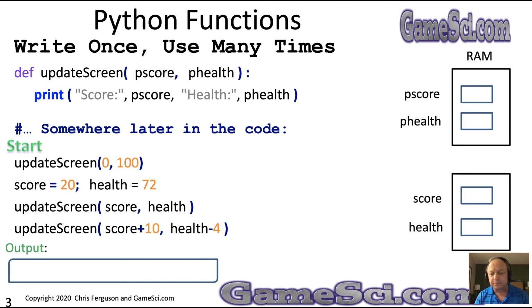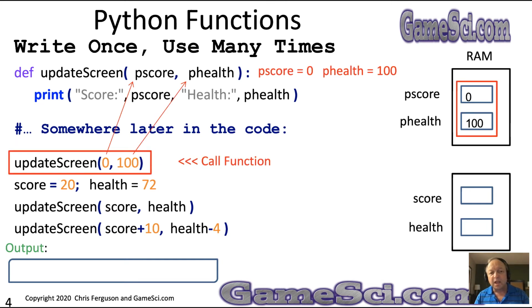Let's start executing some code and see how it works. Let's call updateScreen for the first time. We'll pass it the arguments 0 and 100, and you can see that the 0 gets passed to the parameter pscore. pscore equals 0. You can see the argument 100 gets passed to the parameter phealth, and phealth equals 100. You'll see it over here in RAM memory. The values of my parameters have been set to 0 and 100. The values of the arguments get assigned to the parameters. This is the call to the function. It says stop what I'm doing and go execute updateScreen.